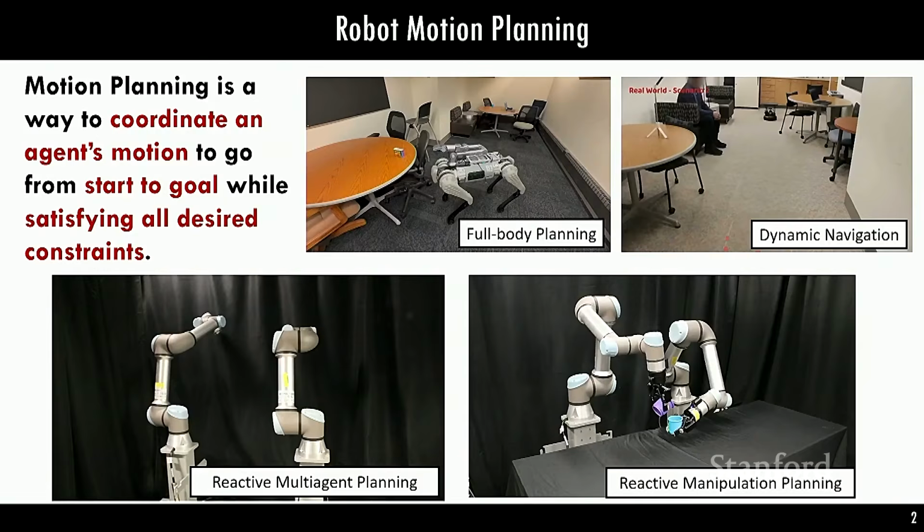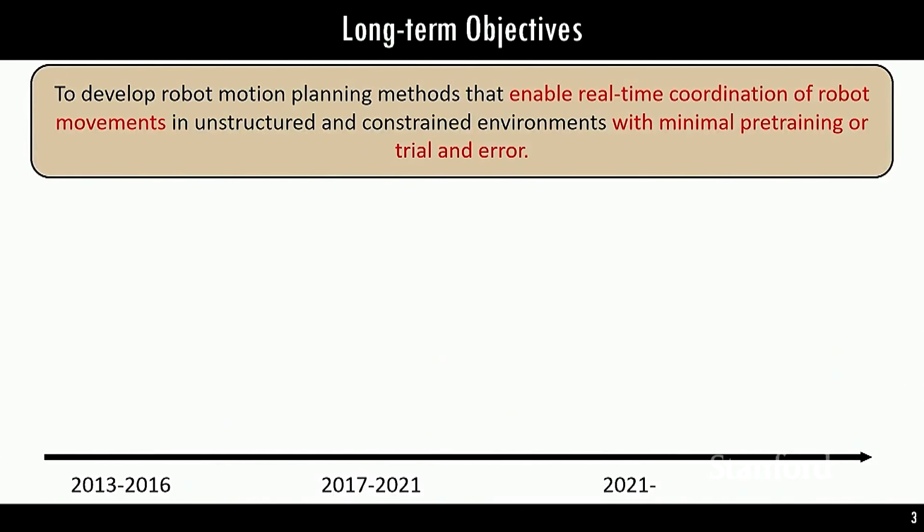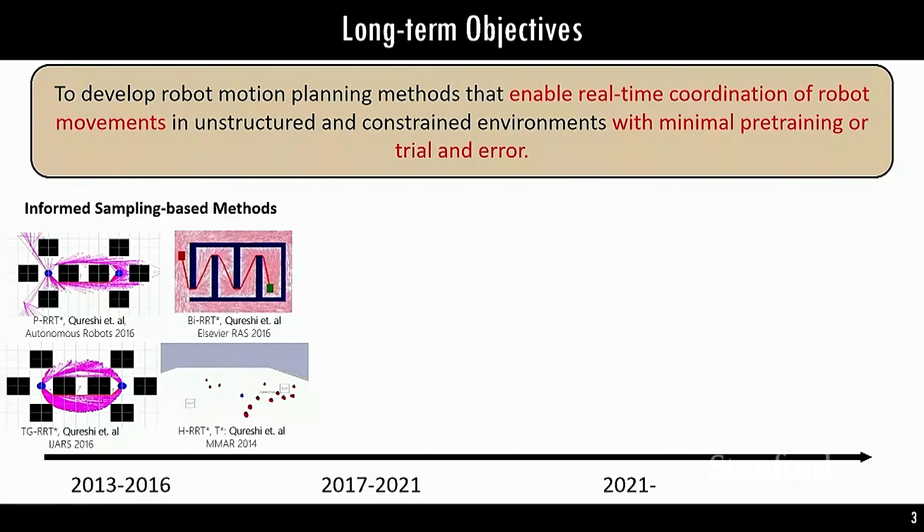So spreading across all these problems, the core issue is how to solve these motion planning problems, how to come up with tools that are efficient. The focus my lab has is on developing tools that enable real-time coordination of robot movement in unstructured constrained environments with minimal pre-training or trial and error. I have been trying to achieve this objective for quite some time.